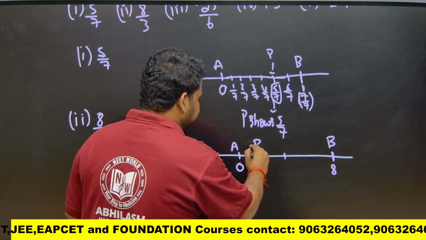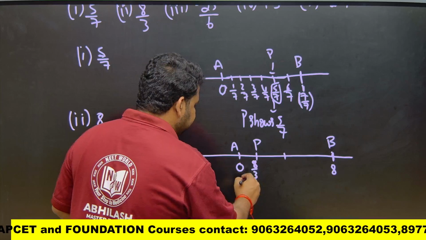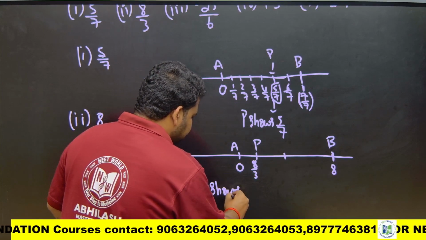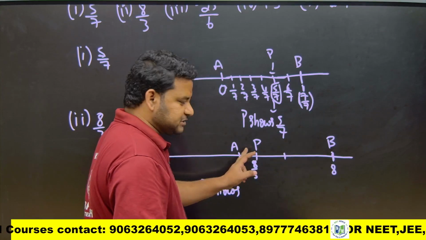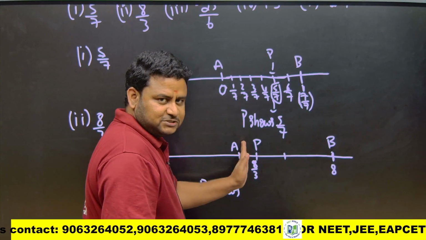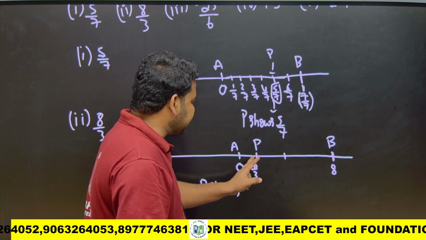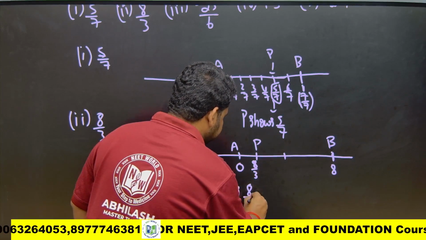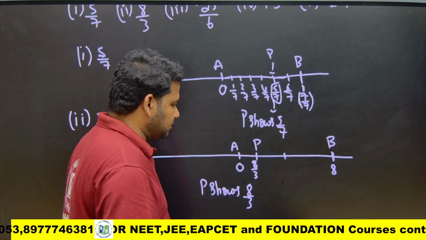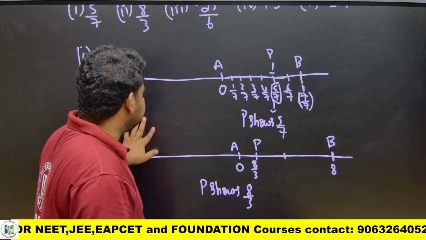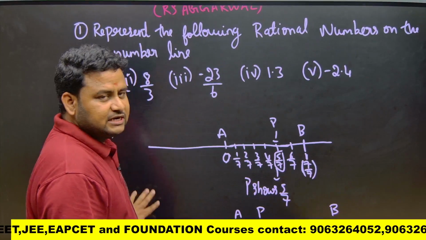Let me write it as point P. What does this point P represent? Point P represents 8 by 3. P shows 8 by 3, because this is the first part of 3 parts. First part of 3 parts means 1 by 3, 1 by 3 of what? Of 8. So that is nothing but 8 by 3. P shows 8 by 3. Like this you have to represent. Clear? Alright, let us move to the next question, friends. I hope it is clear. So here we have to first represent the numerator, because it is the bigger number.